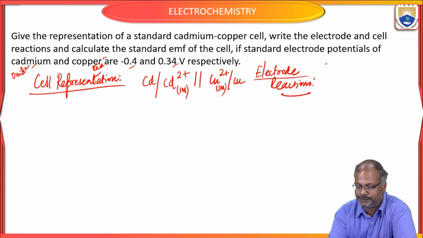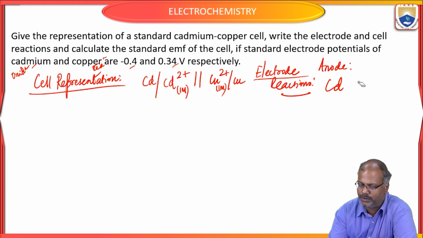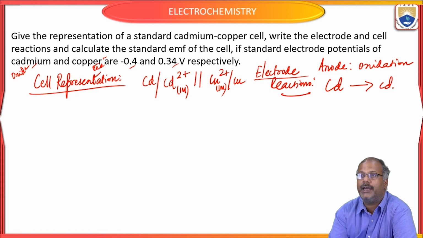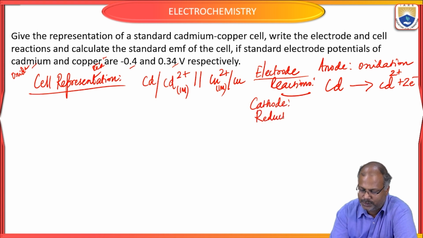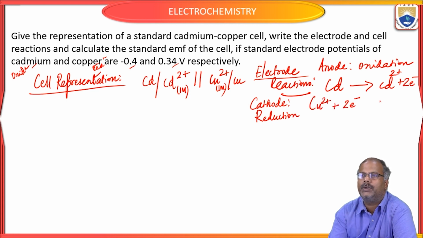Electrode reactions. Anode, cadmium, oxidation. Cadmium gives cadmium 2 plus plus 2 electrons. Similarly, cathode, reduction: copper 2 plus plus 2 electrons gives copper.